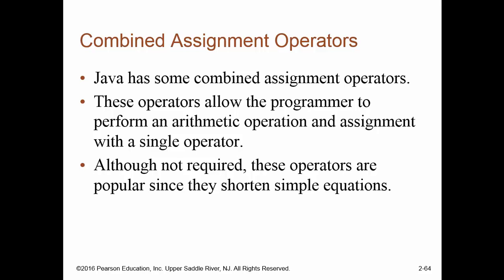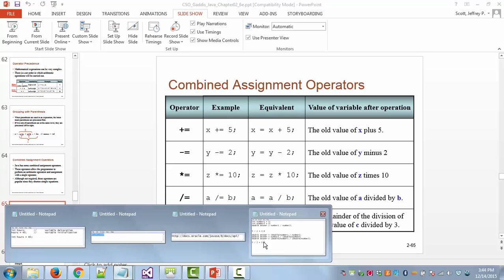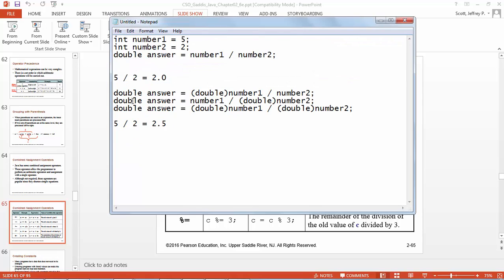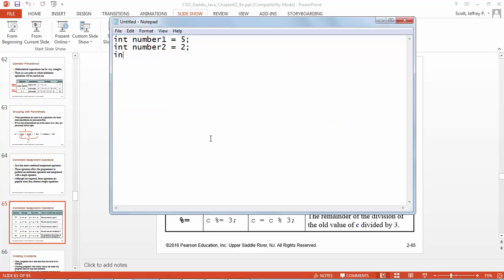Java also has combined assignment operators. So let's just look at the example that we had before. We'll just keep these, and in fact, I'll get rid of all this stuff that's in here. So I'm going to say int answer equals 0. Whoops, that should have been int, not in. In fact, I could have said right here, int answer equals number1 plus number2. Now answer's got a value of 7.